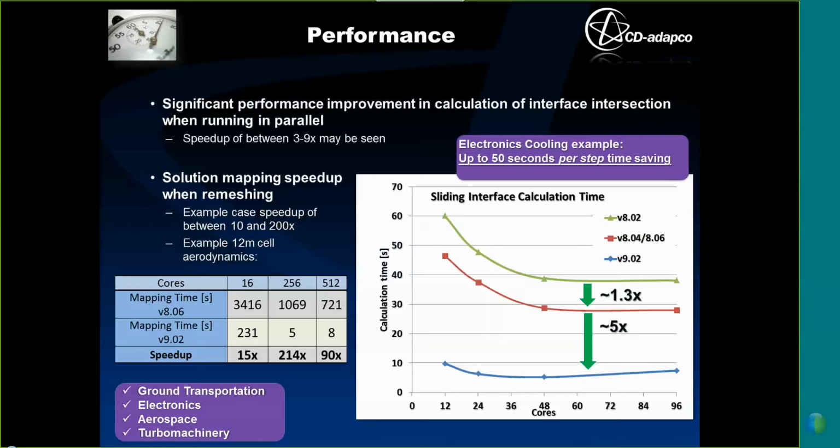And you can see a chart there for sliding interface calculation times between 802, 804, 806, and 902. So you can see that we've improved that pretty dramatically across a wide number of port counts.